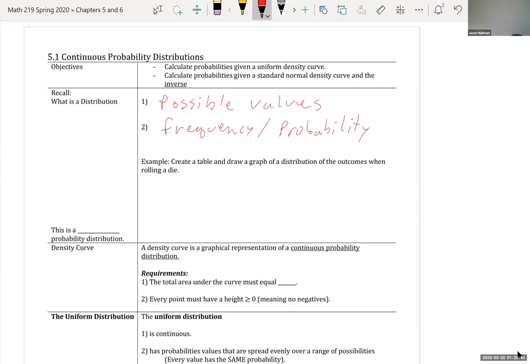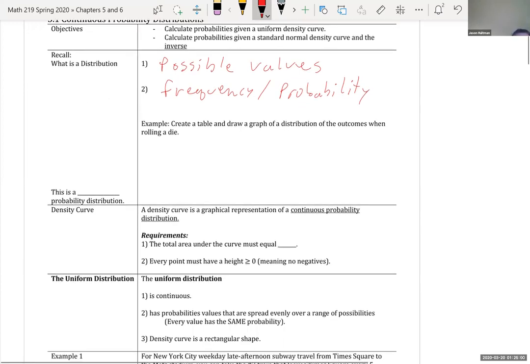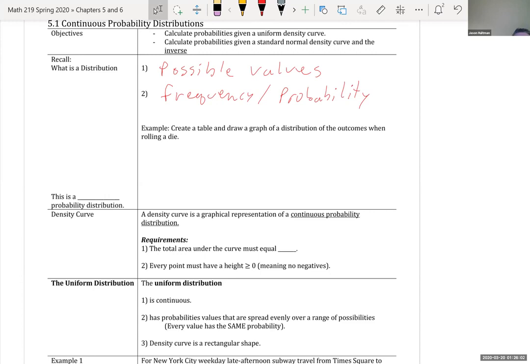Okay, so remember the histograms that we did, think histogram, frequency, and then the relative frequency histogram was the probability that that's occurring. So we're going to talk about the probabilities. Example, create a table and draw a graph of the distribution of the outcomes when rolling a die.